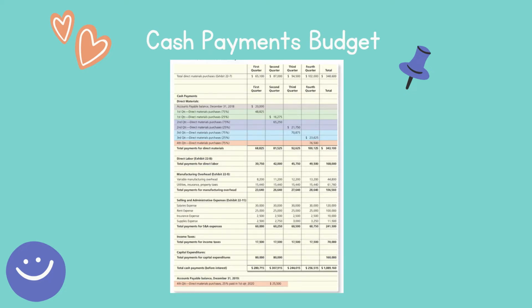And here the cash payments budget, we're gonna look at the payments. So this is the payments for direct materials, this is for the direct labor, this is for the overhead, and this is for selling and admin, this is for income tax, and this is for capital expenditures. You can just take the total, but you need to write them in details in the cash budget. So I'm just gonna take the totals for each one.